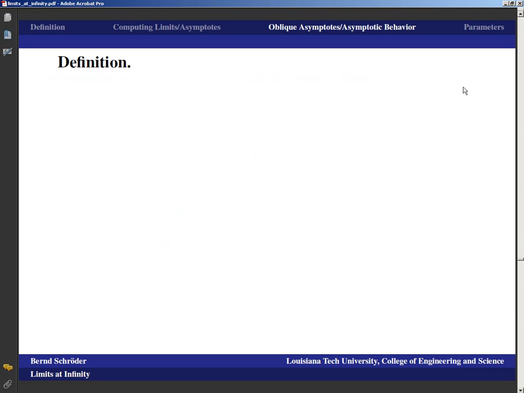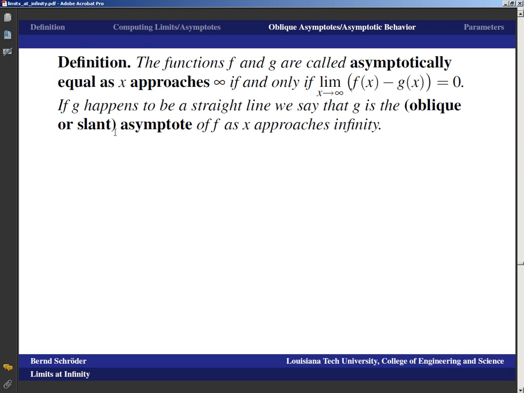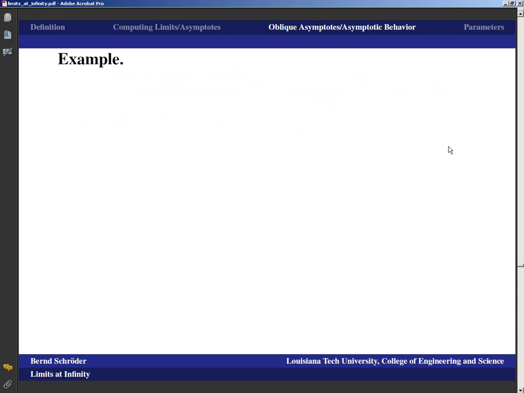Now, the quotient will not always be a line that goes through the origin. Let's first define what these things are and then talk our way through a more complicated example. Two functions f and g are called asymptotically equal as x approaches infinity if and only if the limit of their difference goes to 0. And if g happens to be a straight line, then we'll say that g is the oblique or slant asymptote of f as x approaches infinity.